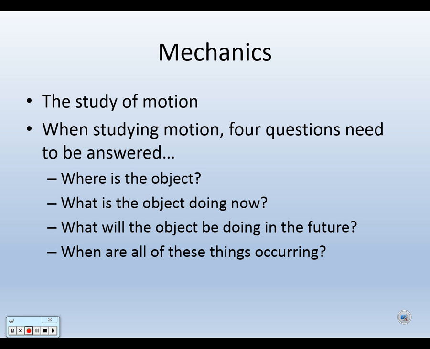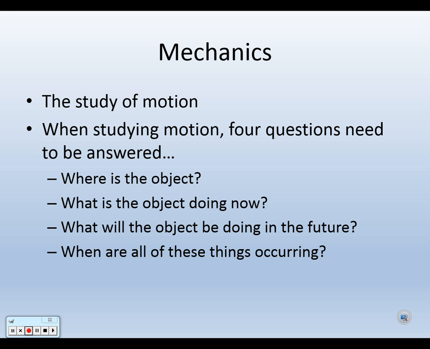So the first thing we want to know about an object is, where is it? The second thing that we would like to know about an object is, what is it doing right now? The third thing is, what is it going to be doing in the future? What's going to happen to it next? Is it going to stay the same? Is it going to change what it's doing, etc.? And then the fourth question that we want to answer is, when? When do all these things happen?